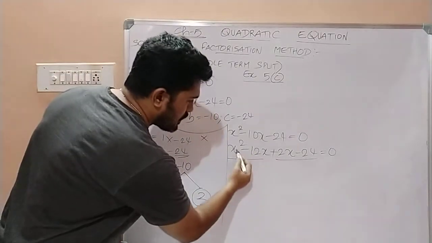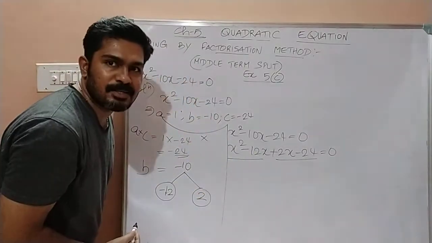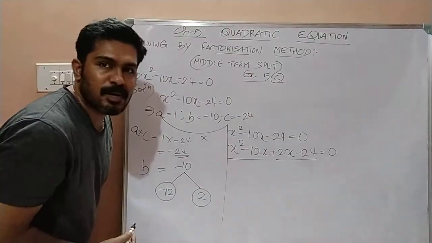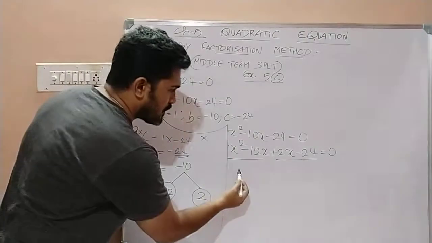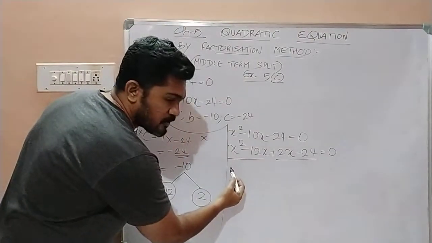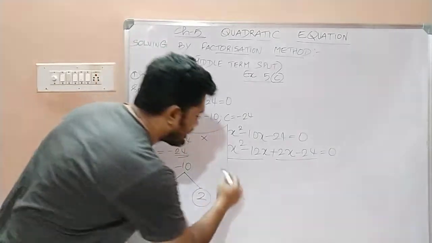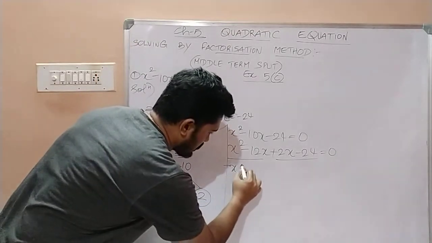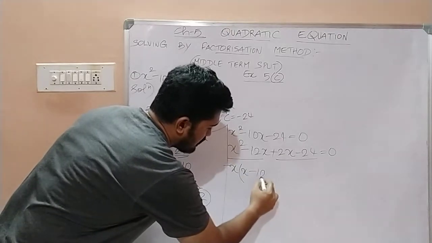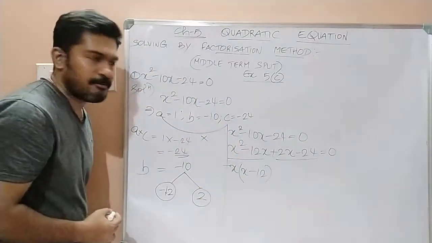Can I take the first group as x square minus 12x and the second group as 2x minus 24? Children, if I notice x square minus 12x, what is the common factor? X, isn't it? So I'll take that x as a common factor, so inside the bracket I'll get x minus 12.